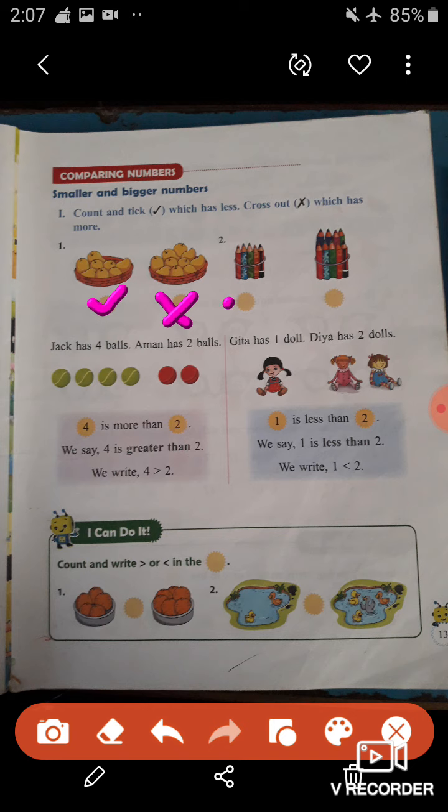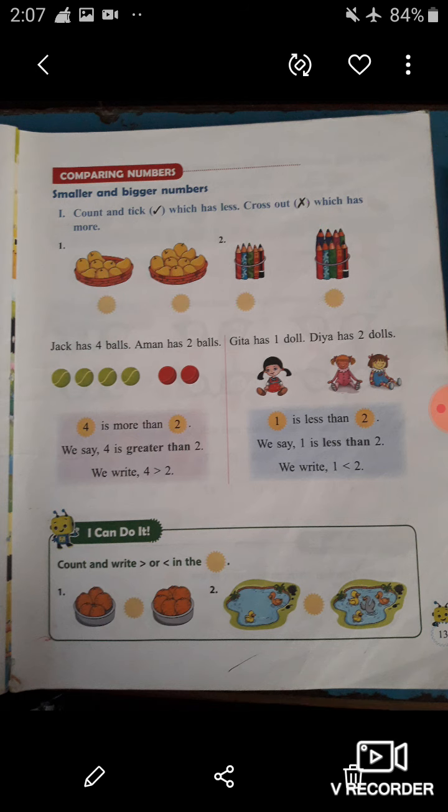Okay, now in the next, 1, 2, 3, 4 and 5, there are 5 pencils, and in the next 1, 2, 3, 4, 5, 6, 7, 8, 9. In the second there are 9 pencils, and in the first group there are 5 pencils. So 5 is less than 9. So here you have to tick, and in the next there are more pencils than in the first group. So here you have to cross like this.